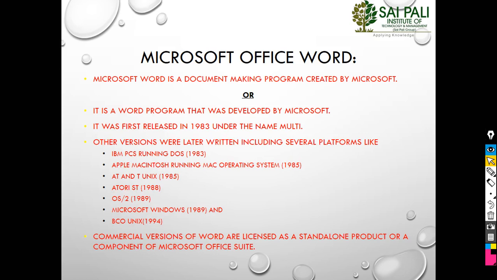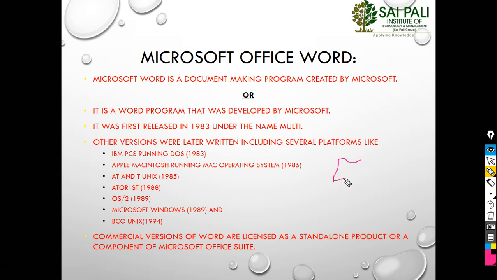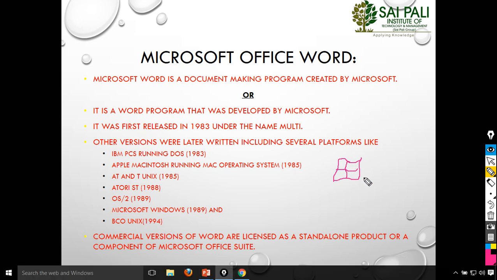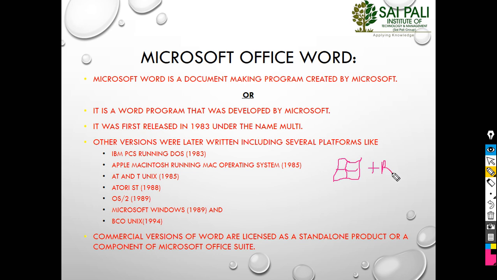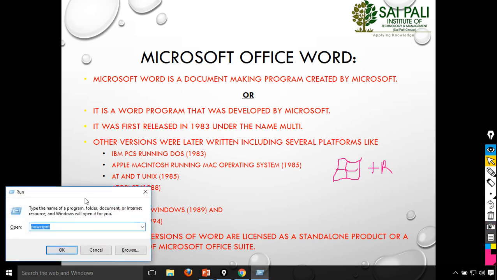You may press Window key plus R. If you look on your keyboard actually, you are going to see a key something like this. This key on your keyboard is known as Window key. So you press this key plus R. So when you press Window plus R, you are going to get this run box.